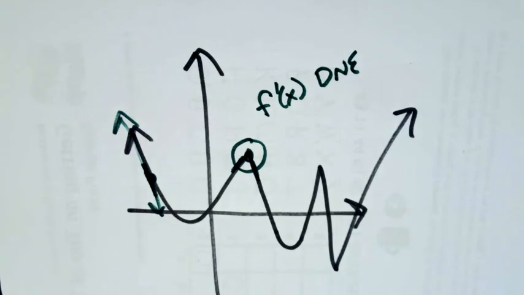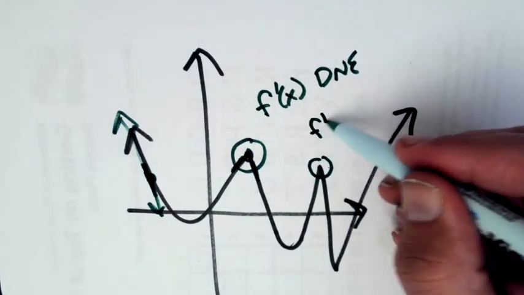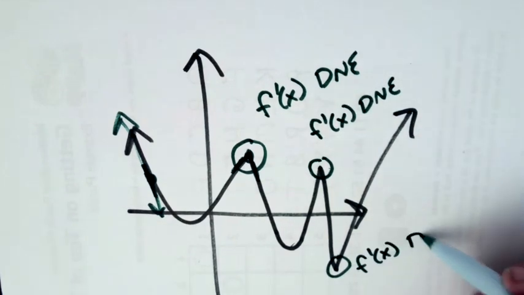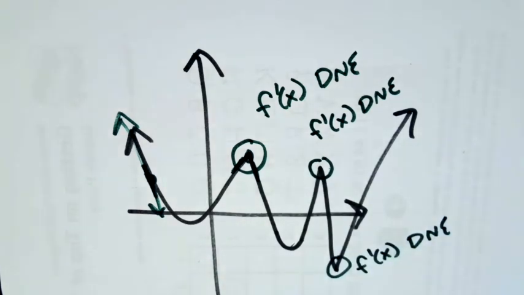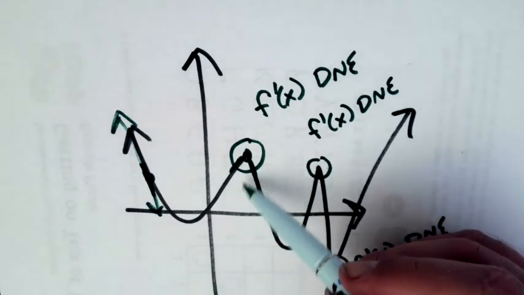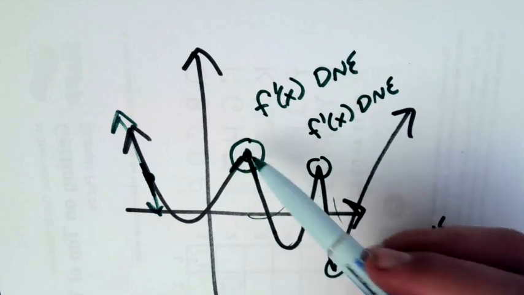Where else would you see places where f prime and other critical points occur? Yeah, at these sharp turns, you have places where f prime of x does not exist. Now, is f of x defined at those places? f of x is defined, it's just that f prime of x doesn't exist. Does the limit as x approaches that value exist? Yeah. So these are continuous at these points. It's just the derivative that doesn't exist.